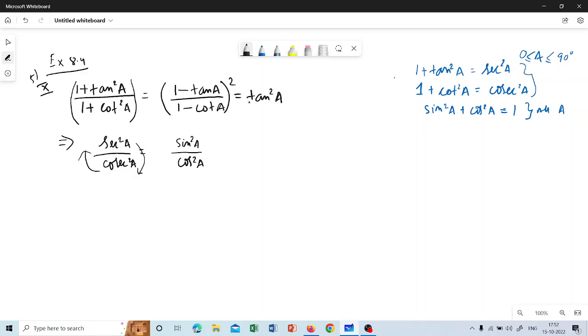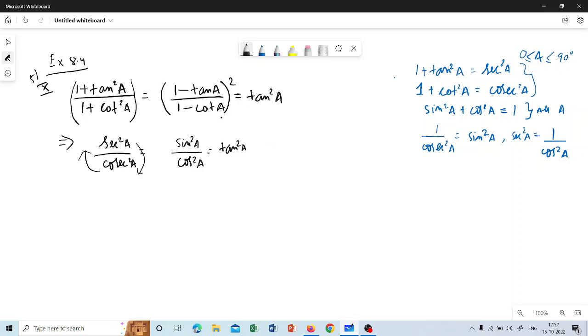As I hope you are familiar by now, 1 by cosecant square A is equal to sine square A, and secant square A is equal to 1 by cos square A. So now I will continue. This is nothing but tan square A. The first part was simpler.